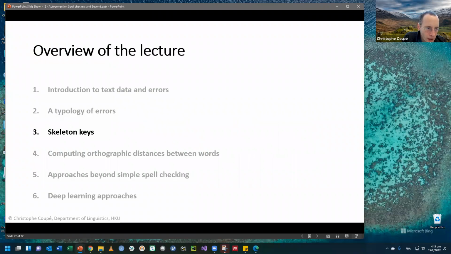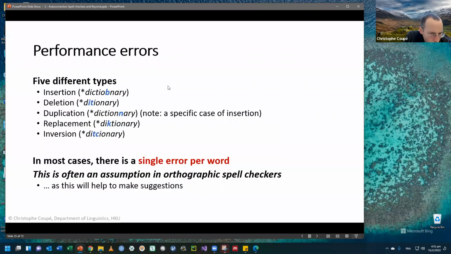Okay, I'm nearly done, so we are nearly having a break. When you check this performance error, there are 5 different types, quite easy to understand. They are insertions. You add a letter which should not be there, or you drop a letter, you do a deletion, "dictonary" instead of "dictionary", or you duplicate a letter, like "dictionnary" with 2 N. And that's a case of insertion, actually. You insert a letter, it's just that this letter is the same as the letter next to it.